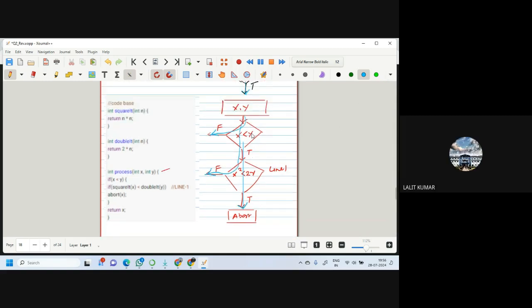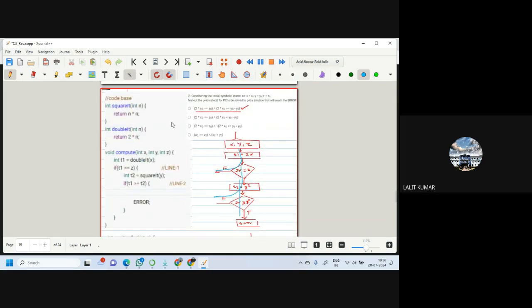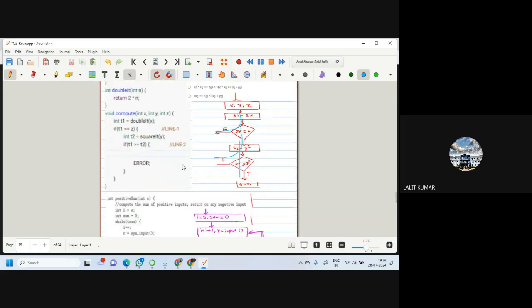They will ask a question: what will be the condition to reach the assert? To reach it, it will be x is less than y and x squared is less than 2y. And what is the predicate he will form here? To achieve the other path, he will form x squared greater than or equal to 2y, and here he will make x greater than or equal to y. So this is how he does it. This is very easy if you have understood this concept.